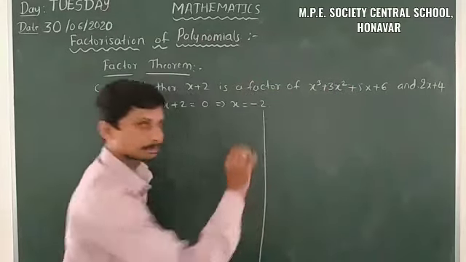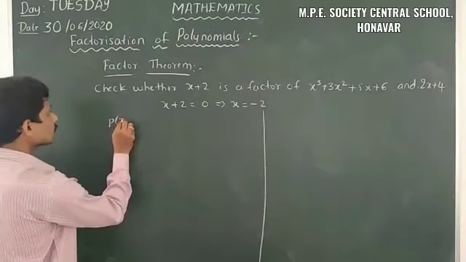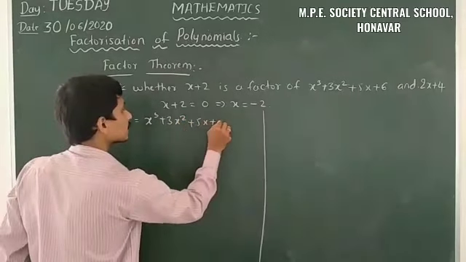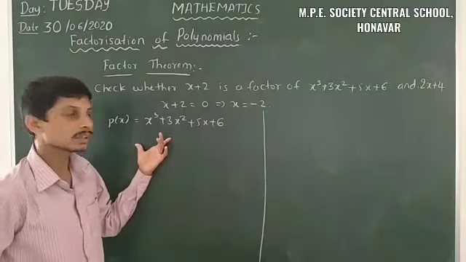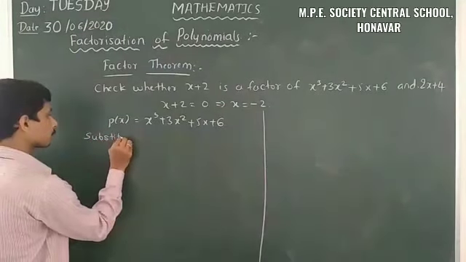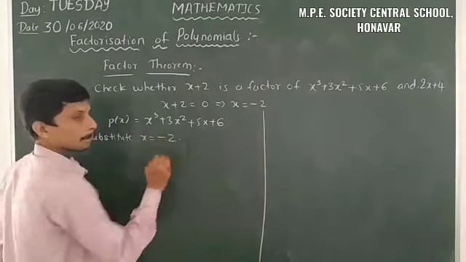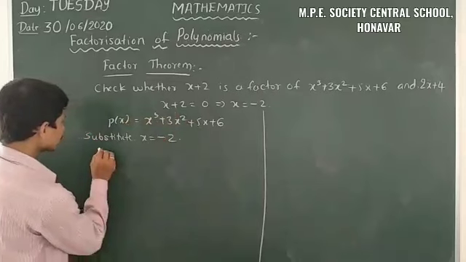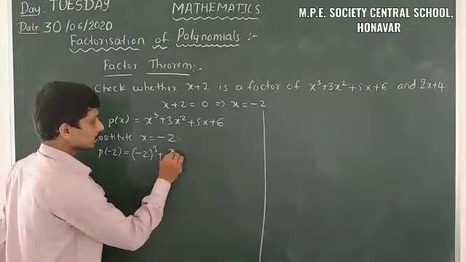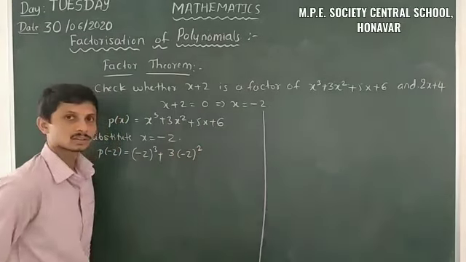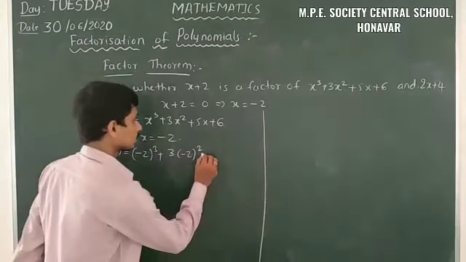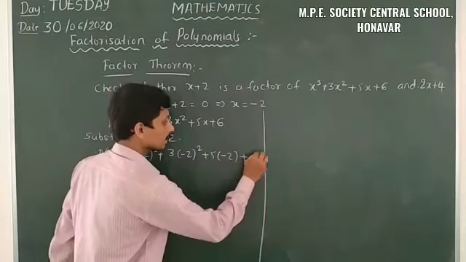So let us check here. p of x is equal to x cube plus 3x square plus 5x plus 6. We already know. So we have to substitute x equal to minus 2 in this polynomial. So let us check. p of minus 2 is equal to minus 2 whole cube plus 3 into minus 2 square. We must be aware of the sign here. So we have to take the sign along with the operations. So plus 5 into minus 2 plus 6 here.